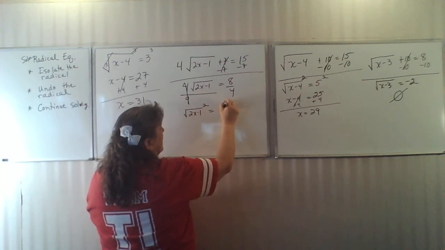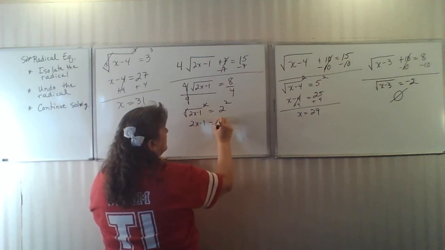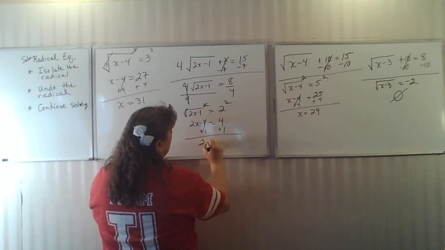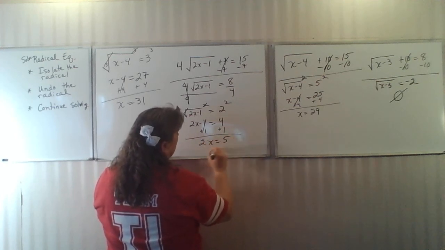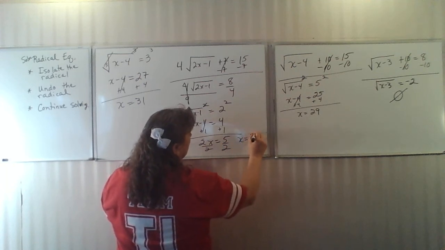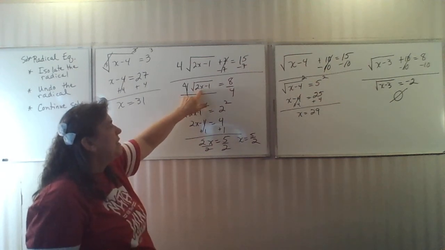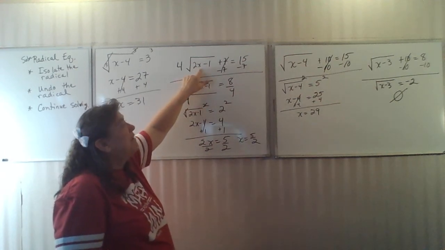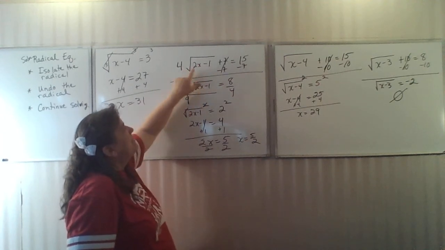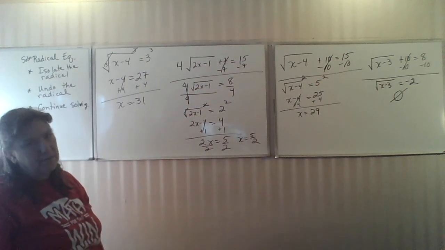Now square both sides, and I end up with 2x minus 1 is equal to 4. Add my 1, and I have 2x is equal to 5. So divide by 2. X is equal to 5 halves. And I can put it back in and check it. 2 times 5 halves would be 5, minus 1 is 4, square root 4 is 2, 4 times 2 is 8, and 8 plus 7 is 15. So it checks out, all right?